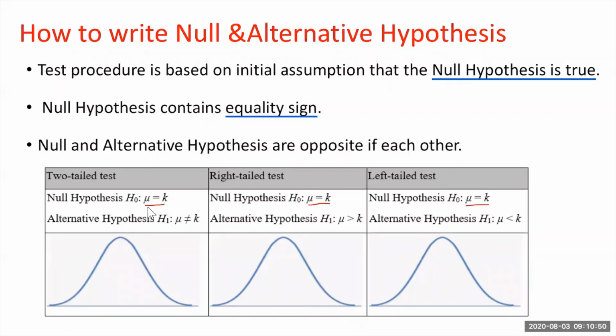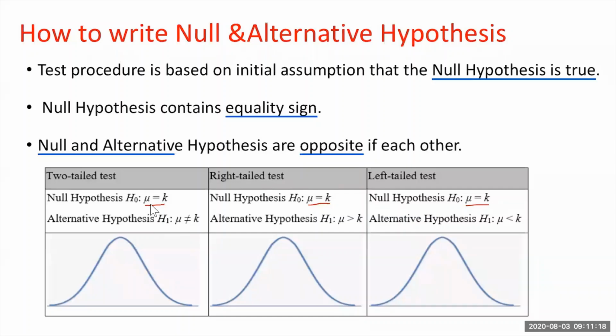Always remember, when you write the null hypothesis, you have to write this by yourself by reading the problem. It must contain an equal to sign. Whereas the alternative hypothesis, based on the information given, should be the opposite of the null hypothesis, because the null and alternative hypotheses are opposite of each other.